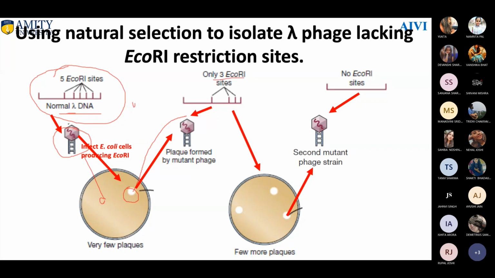Then you again pick this and infect the next E. coli, and you found that 3 are surviving. Out of these 3, you again check how many restriction sites are there, and you found that there is no restriction site or only one restriction site. That does your job. So this is how you remove restriction sites. Two ways you can do it: one, site-directed mutagenesis, and second, natural selection. In natural selection, simply the virus evolves itself to sustain in bacteria.